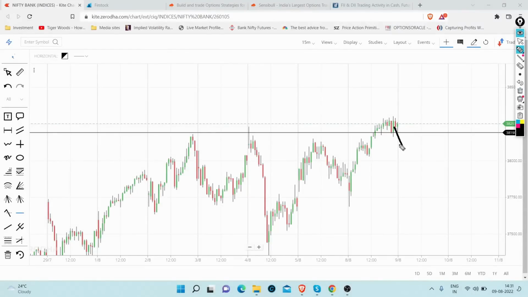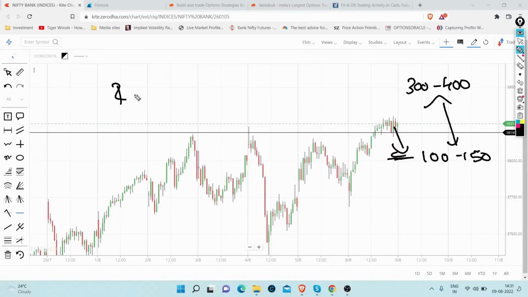But on the lower side, what is the risk you are taking? The risk you are taking is around 100 to 150 points, and this is for a reward of close to 300 to 400 points. So obviously, you have a huge risk to reward in your favor. On top of that, the probability is also in your favor.